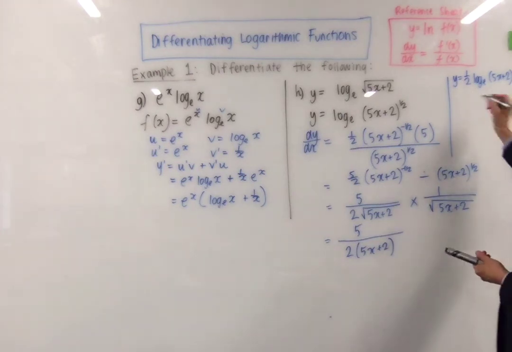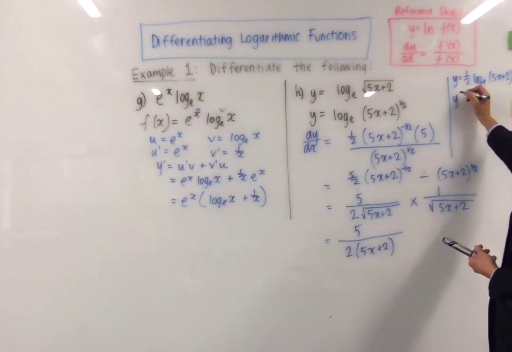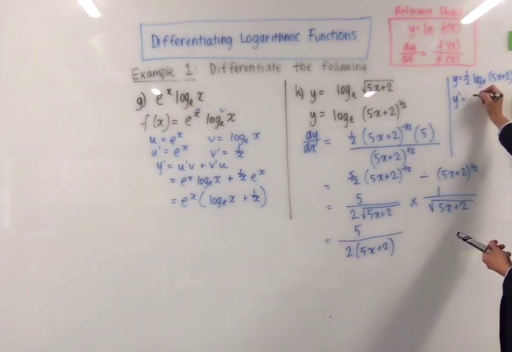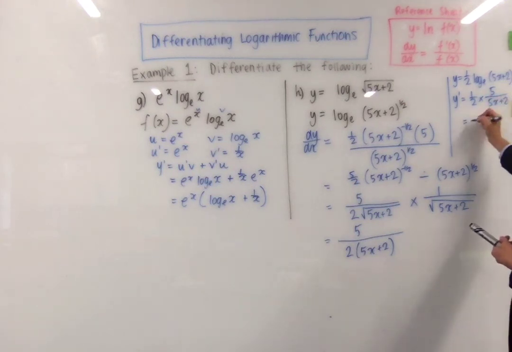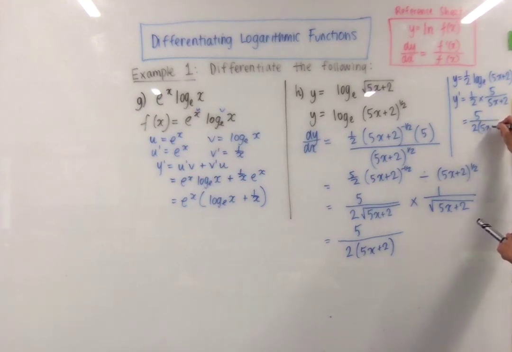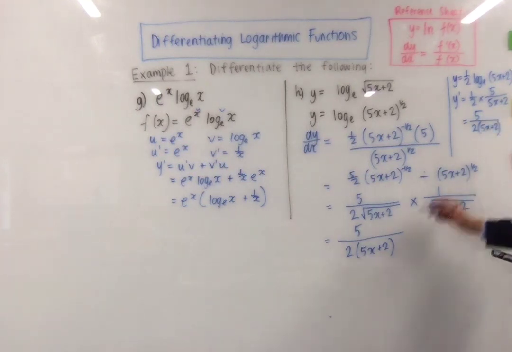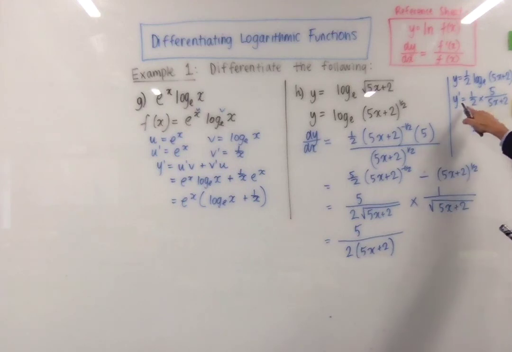Now when I go to differentiate that, I end up with y dash equals a half times the derivative of the function, which is 5, over the function, which is 5x plus 2, and I end up with 5 over 2 times 5x plus 2. I end up with the same result, but it's much easier if you can use your log laws early to simplify things.